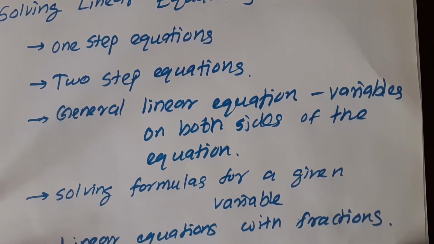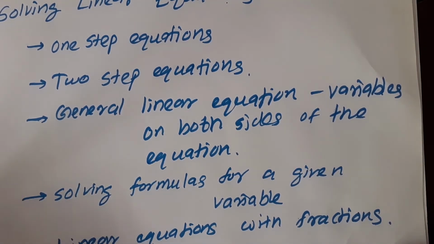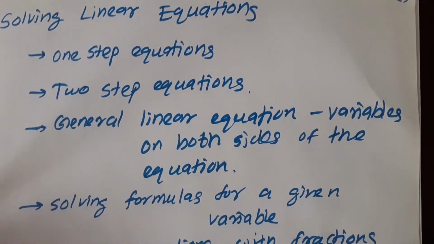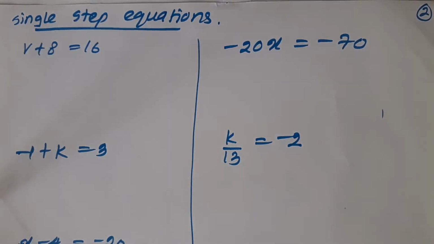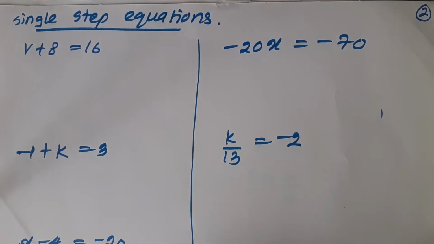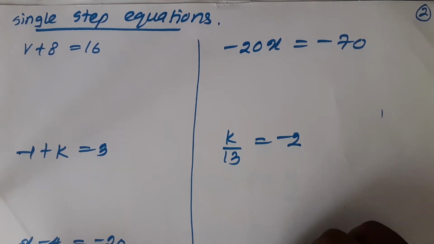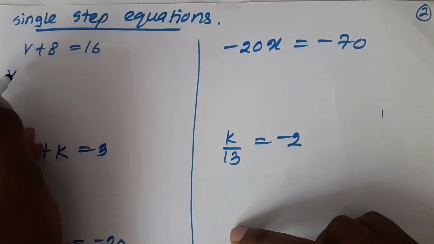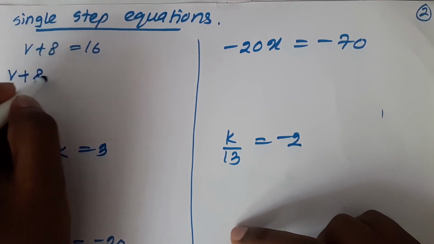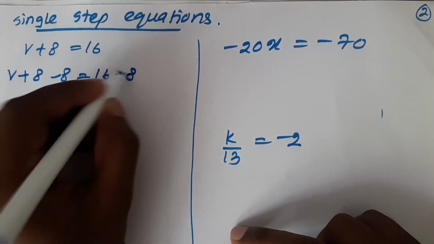So let's look at one-step equations at first. So here I have four one-step equations where you can get the answer in a single step. In the first one we have v plus 8 equals 16. So in order to find the value for v, I add minus 8 to both sides of the equation. So plus 8 minus 8, 16 minus 8.